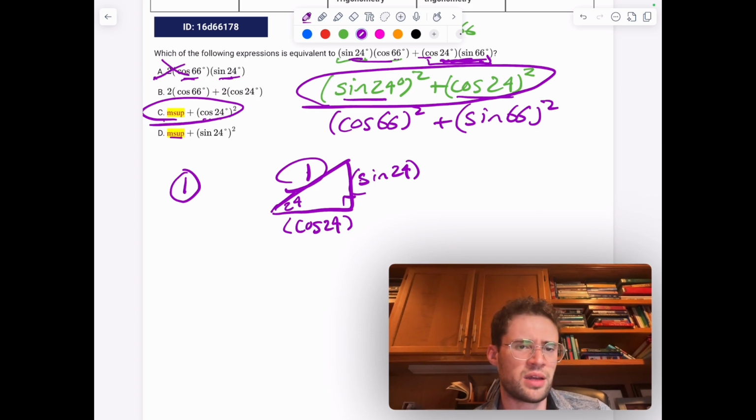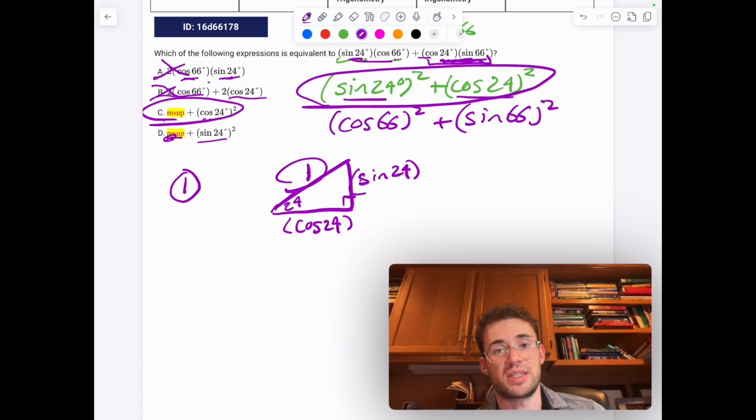And then this one is saying, this would work if these were squared instead of times 2. But when you multiply something by itself, you square it, you don't multiply it by 2. So it's not B. And then again, we don't know from this what D is supposed to be. Maybe this is supposed to be sine of 66 squared, which would be true. So maybe it's cosine of 66 squared. I don't know what they wrote here.